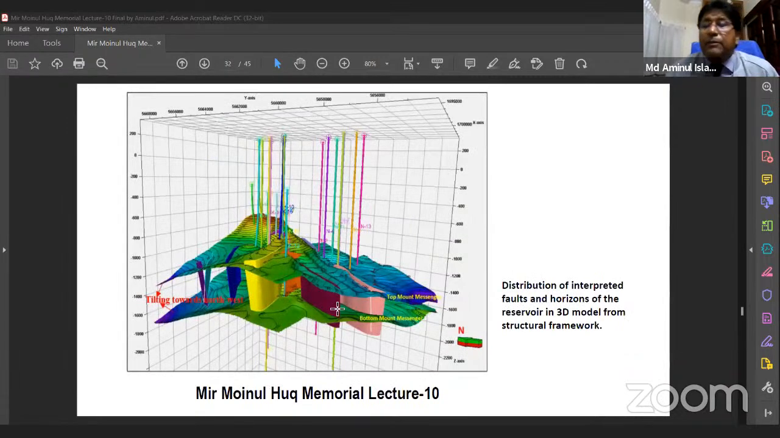So here is a 3D model of the structural model, and you can see very nicely it's a four-way dip closure, and you can see how faults propagate through the field and how wells penetrate. So now you can easily find out where you can have another development well or something like this.